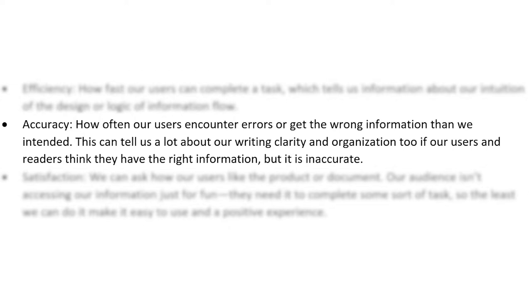Accuracy is how often our users encounter errors or get the wrong information than we intended. This can tell us a lot about our writing clarity and that organization if our readers think they have the right info, but then we realize that's not actually accurate or what we thought they were going to find.